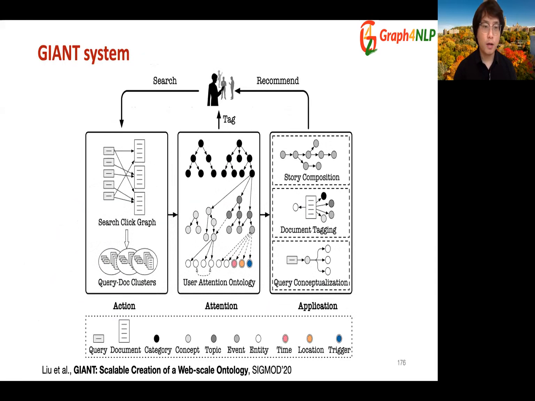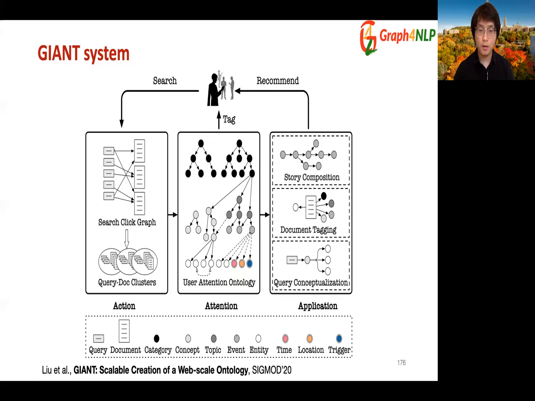So this is the whole architecture of the GIANT system. It shows how we actually construct such an ontology from the user's browsing data. Basically, users will input queries, and these queries are associated with top-clicked documents. In this way, queries and documents form a bipartite graph by the click action. First, we will cluster this click graph into multiple query clusters, while each cluster contains several queries and documents that are very similar.